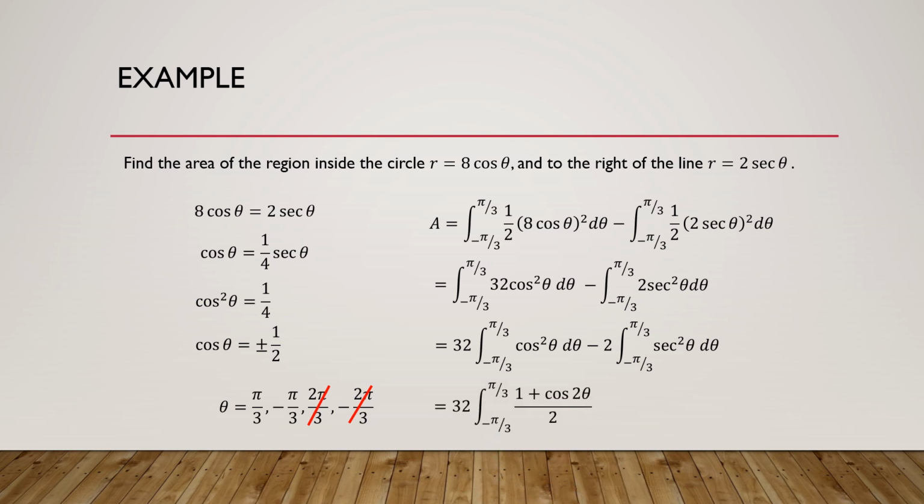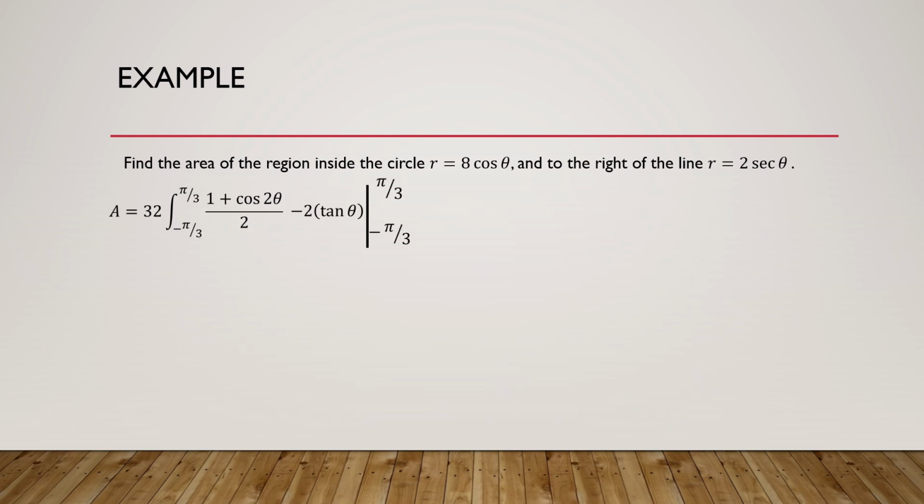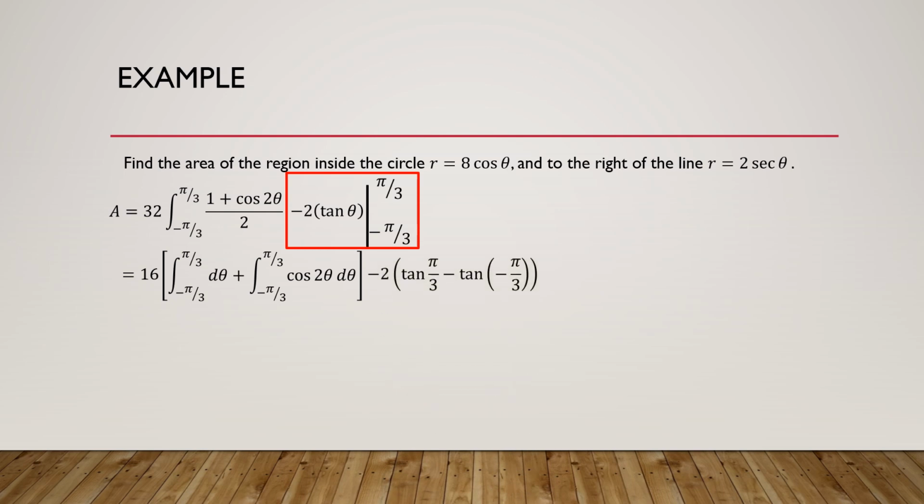Replace cosine squared with the identity (1 plus cosine 2 theta) over 2. The integral of secant squared theta is tangent theta, evaluated from negative pi over 3 to pi over 3. Next, we take 1/2 and remove it from the integral as a constant, times the 32 equals 16. Then split the integral at the plus sign, leaving the integral from negative pi over 3 to pi over 3 of d theta, plus the integral from negative pi over 3 to pi over 3 of cosine 2 theta d theta. Evaluating tangent results in 2 times (tangent pi over 3 minus tangent negative pi over 3).